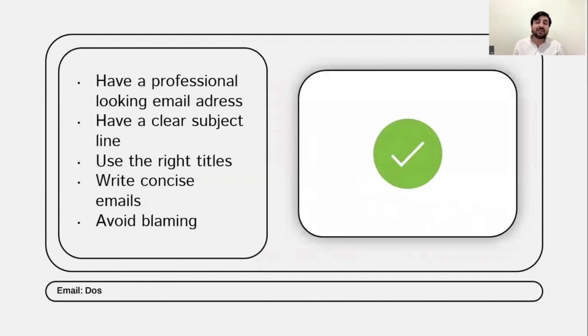When we think of the things that we need to have, the number one thing everybody should have is a professional looking email address. If you don't have one, get one. Have a clear subject line, use the right titles, write concisely, and always avoid blaming and complaining.